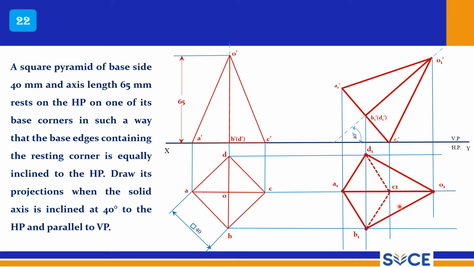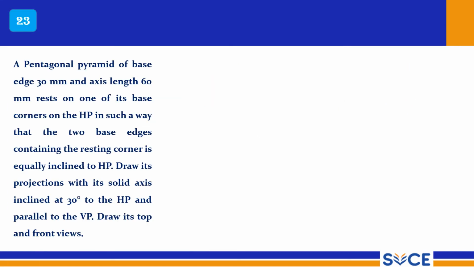So this is how you should draw the orientation if it is resting on a corner. Now, a pentagonal pyramid of base edge 30 mm and axis length 60 mm rests on one of its base corners on HP in such a way that the two base edges containing the resting corner are equally inclined to HP. Draw its projections when its solid axis is inclined at 30 degrees to HP and parallel to VP.